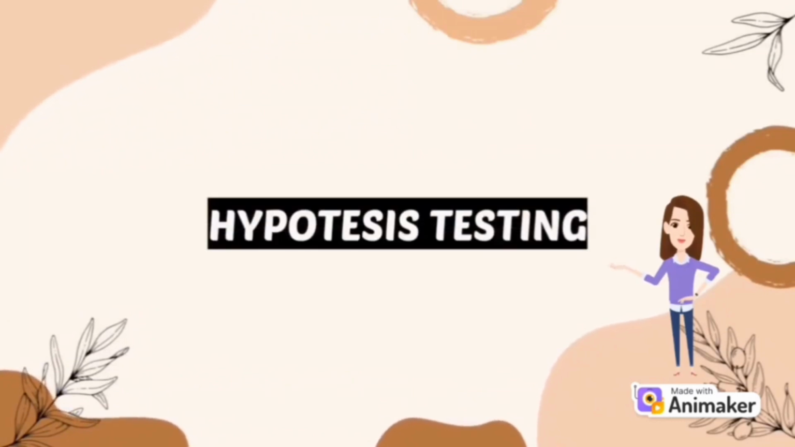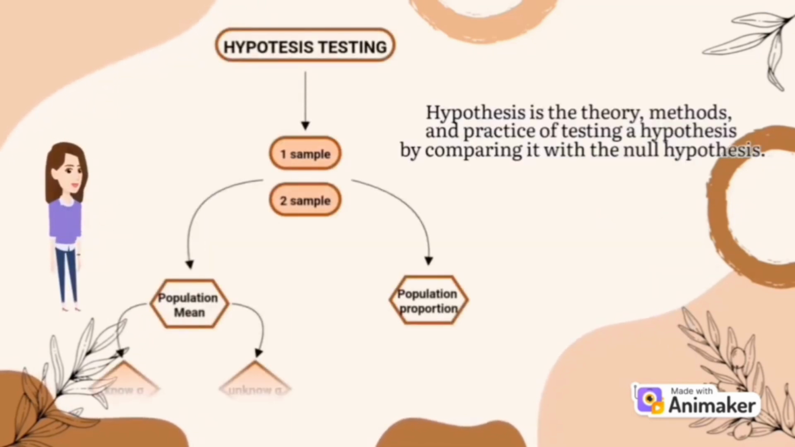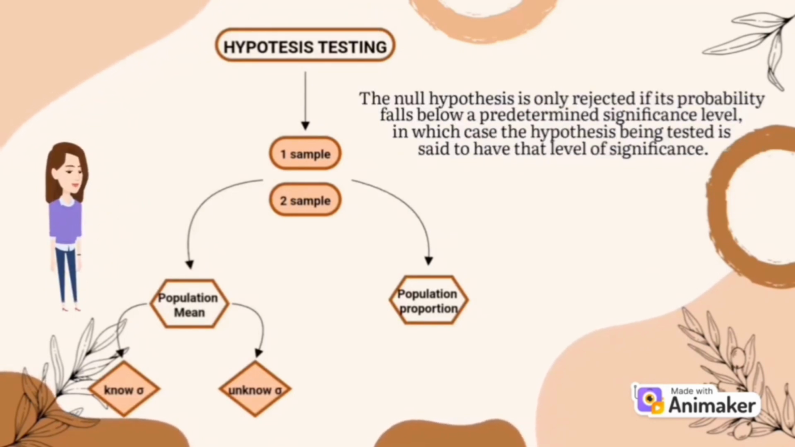First of all, I will explain the meaning of hypothesis testing. Hypothesis testing is the theory, methods and practice of testing a hypothesis by comparing it with the null hypothesis. The null hypothesis is only rejected if its probability falls below a predetermined significance level, in which case the hypothesis being tested is said to have the level of significance.